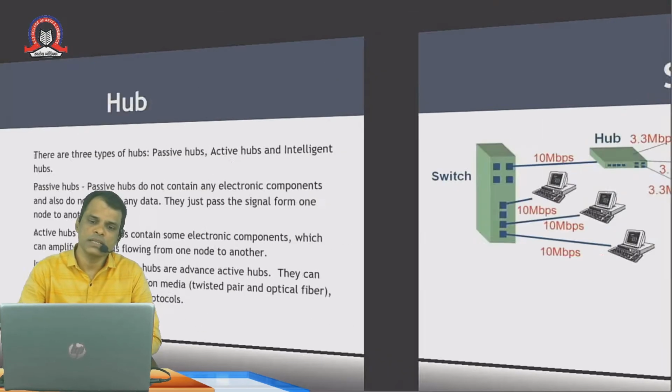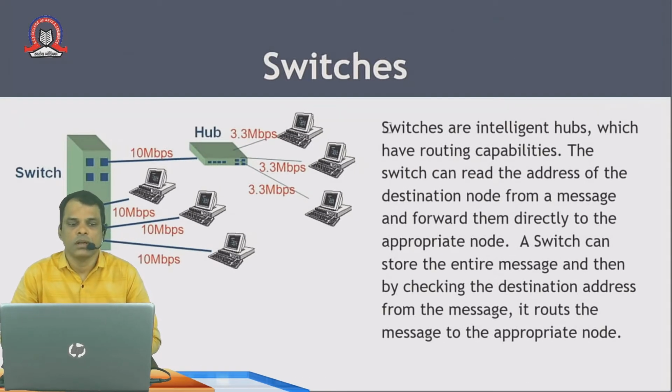The next part is switches. As seen in the diagram, switches are connected like this, basically to isolate different networks from each other. Switches are intelligent hubs which have routing capabilities. The switch can read the address of the destination node from a message and forward it directly to the appropriate node. A switch can store the entire message and then, by checking the destination address from the message, it routes the message to the appropriate node.